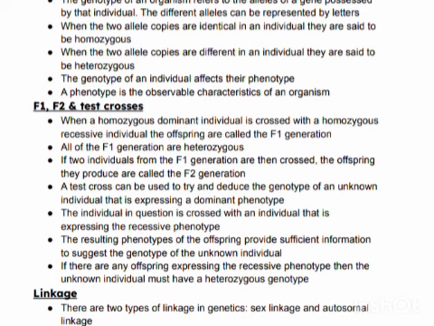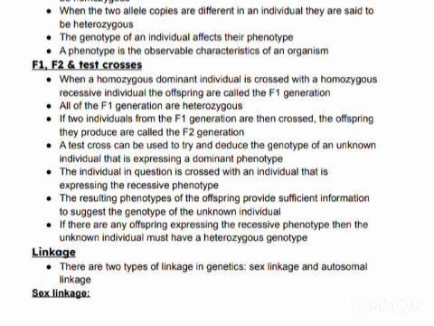Phenotype is the observable characteristics of an organism. So phenotype is anything that we're able to observe, and genotype refers to the particular combination of alleles we're talking about for an individual.